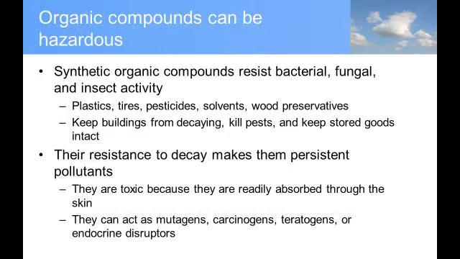Hazardous materials can include synthetic organic compounds that are resistant to decomposition. These can include plastics and tires, pesticides, solvents, preservatives. These are often resistant to decay, and that is what makes them persistent. It's also one of the reasons why they're often used. Many of them are toxic. Many of them are mutagens, carcinogens, teratogens, or endocrine disruptors.